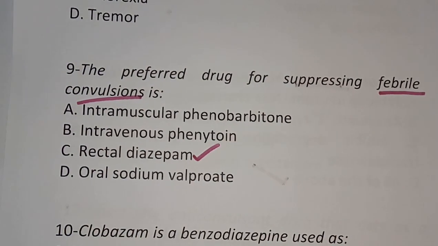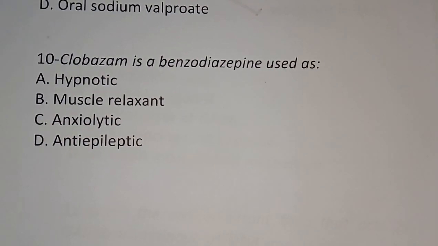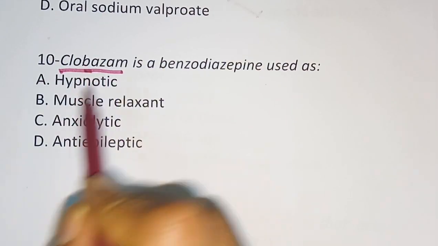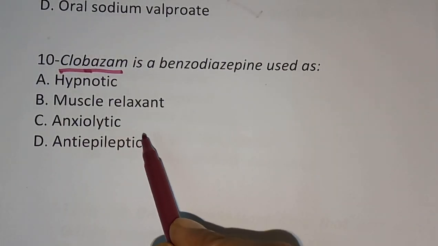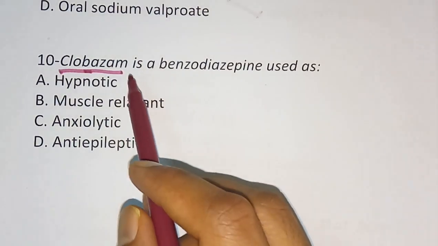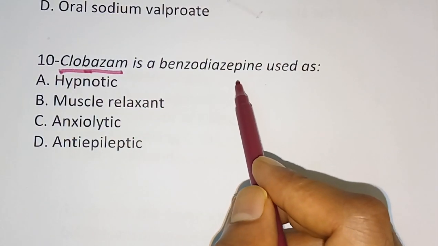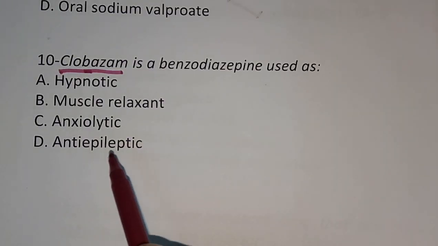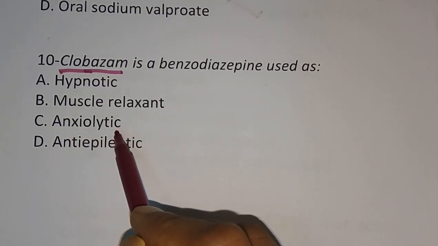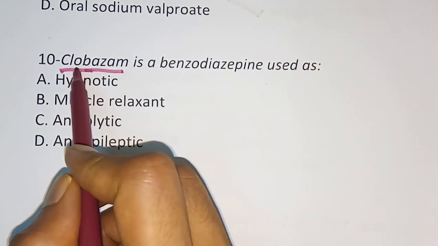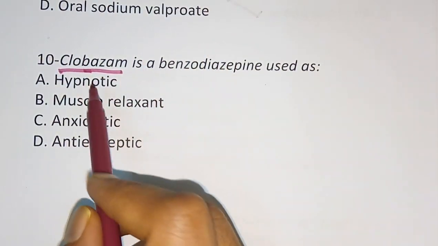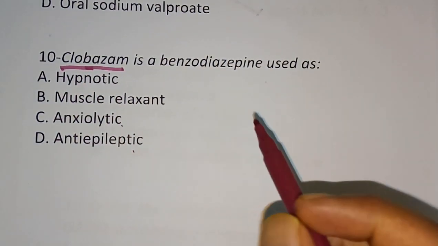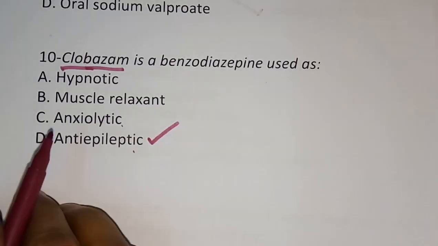Next, question number 10. Clobazam is a benzodiazepine used as. This one we already discussed in the chapter sedatives and hypnotics. The benzodiazepine class, like diazepam, is classified into 3 categories: one is anticonvulsant, one is hypnotic, one is anti-anxiety. Here clobazam, options: hypnotic, muscle relaxant, anxiolytic, anti-epileptic. The correct answer is anti-epileptic.